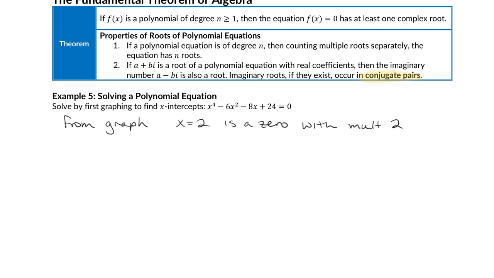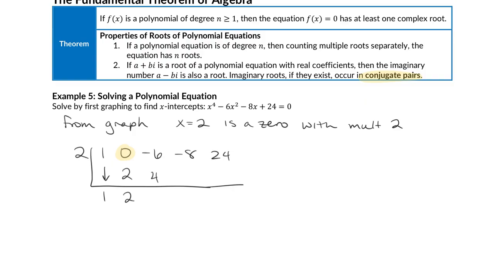So we're going to take this polynomial and divide it by 2 twice. This is going to be 1, 0, -6, -8, 24. What? Why the 0? Because we're missing the cubed term. Nice. So we bring this down, and then we multiply, add all the way across. Multiply, add, multiply, add, multiply, add, multiply, add. Hooray.